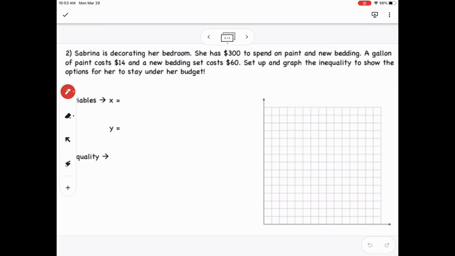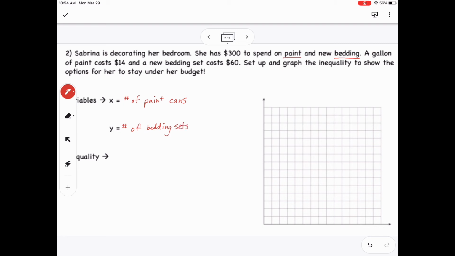For number 2, Sabrina is decorating her bedroom. She has $300 to spend on paint and new bedding. A gallon of paint costs $14, and a new bedding set costs $60. Set up and graph an inequality to show the options for her to stay under her budget. So here, same thing like we did in the last one, we want to define our variables. So it looks like we have a decision to make between paint and bedding. So let's say X is the number of paint cans that we need to buy. And then let's say Y is the number of new bedding sets that she can purchase.